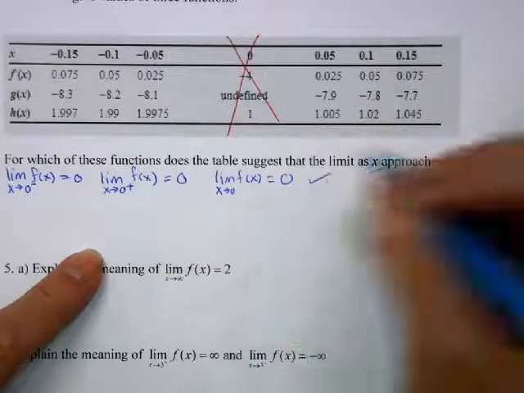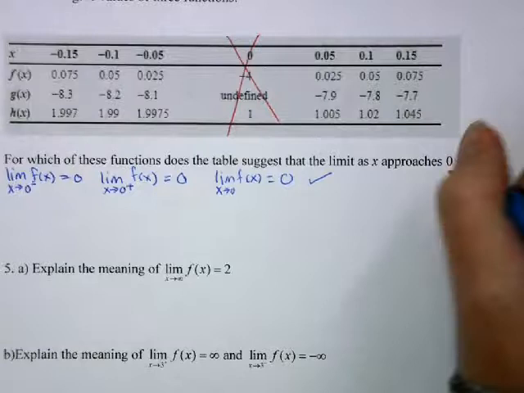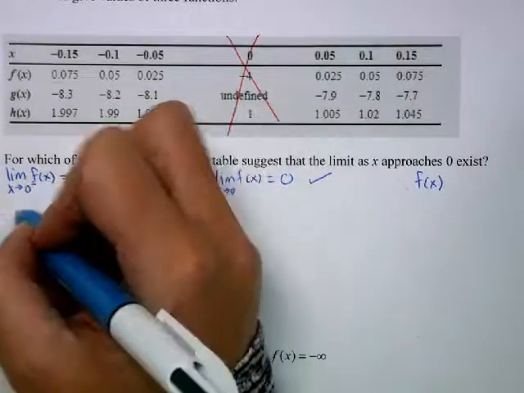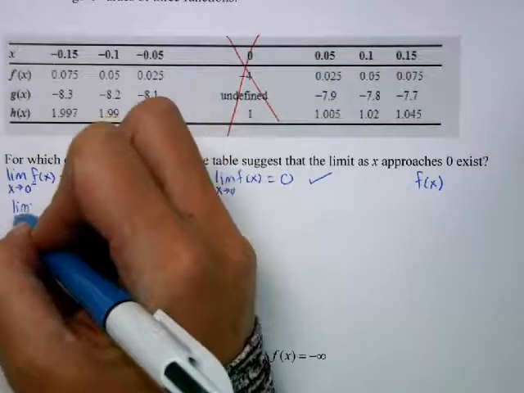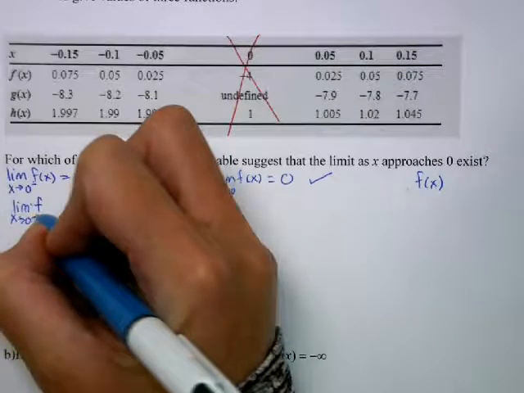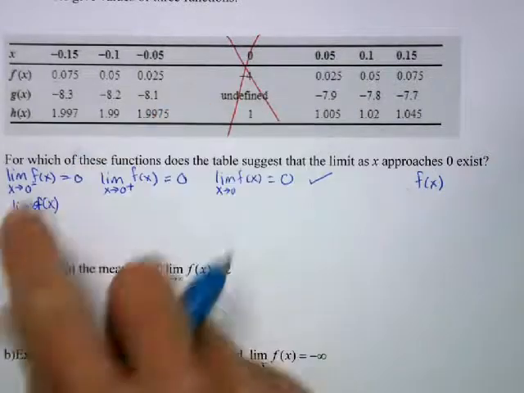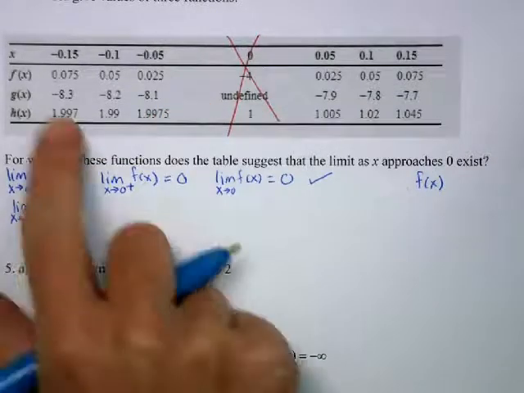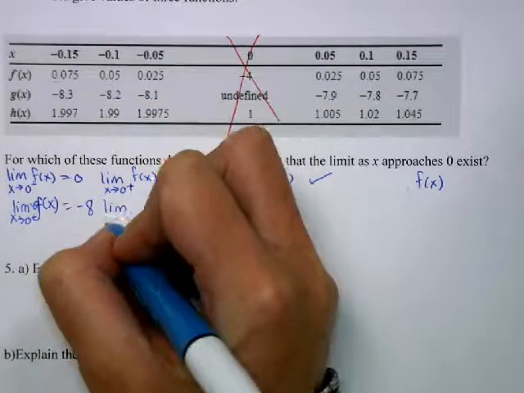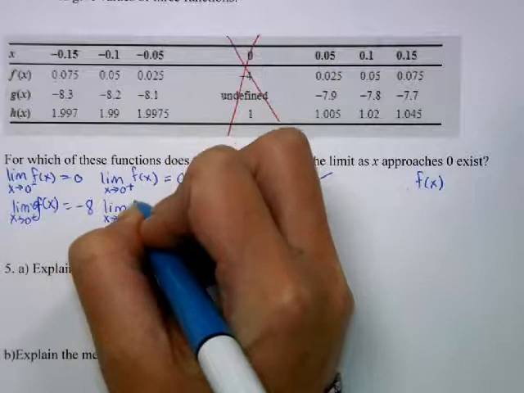Okay, let's look at g of x. As x goes to 0 from the negative side, these are approaching -8. Okay, as we go to the positive side, -8 again. So this one works.